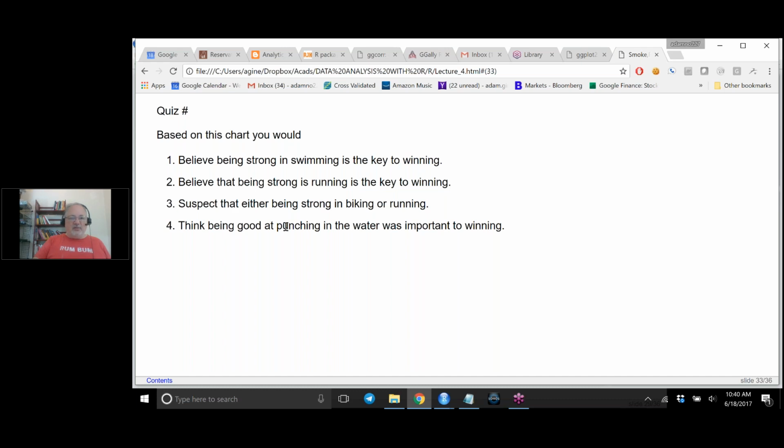Believing that being strong at running is the key, that may be. And as I said, I would suspect either being strong in biking or running is about equally important. Think being good at punching in the water was important.